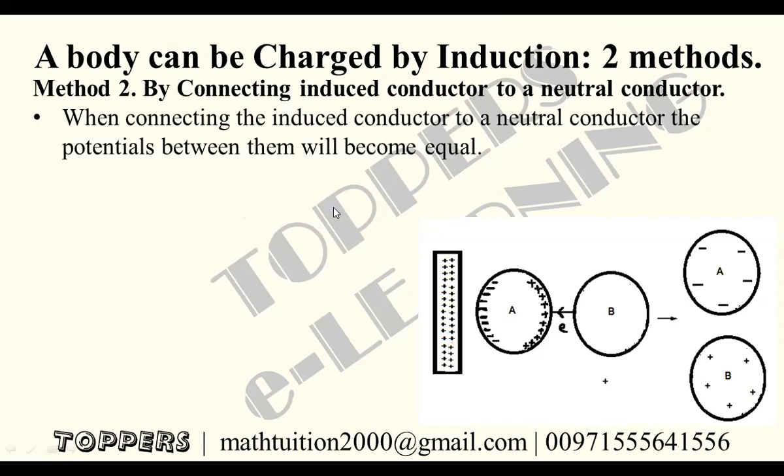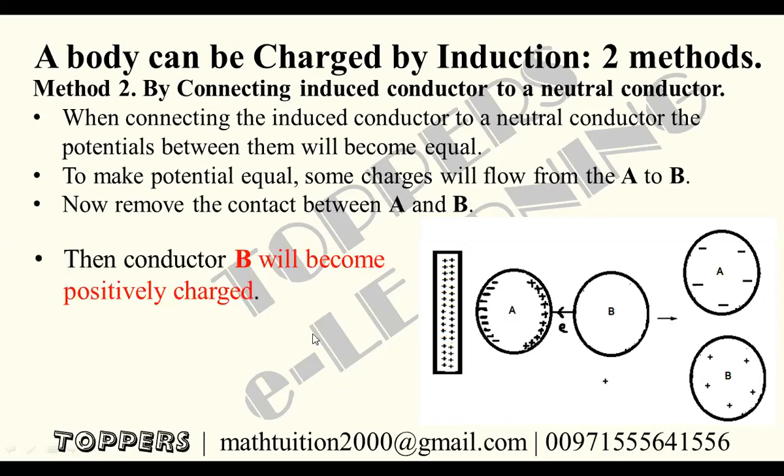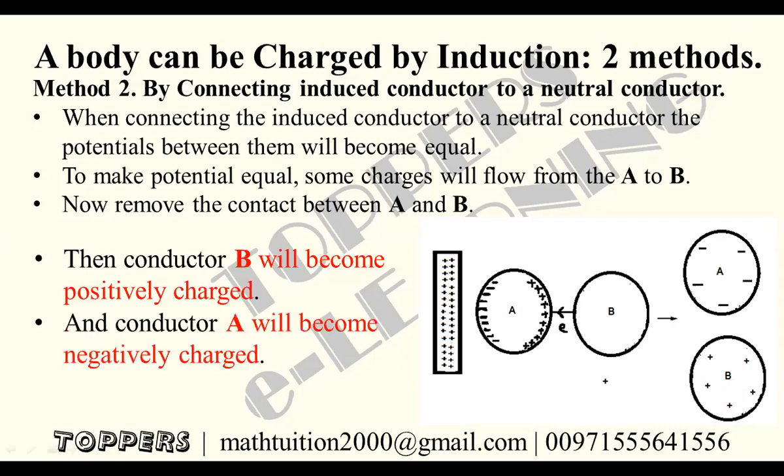When connecting the induced conductor to a neutral conductor, the potentials between them will become equal. To make the potentials equal, some charges will flow from object A to object B. Now remove the contact between A and B. Then conductor B will become positively charged, and conductor A will become negatively charged.